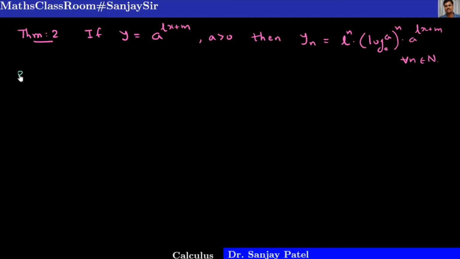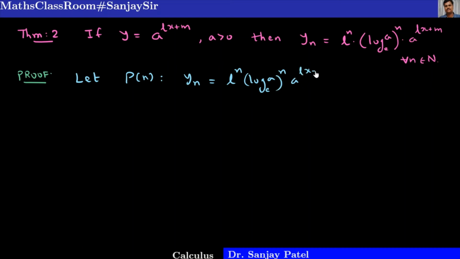Okay, so again here also we are going to use principle of mathematical induction. So let us consider the statement Pn to be the thing which we want to prove. y_n is equal to l raised to n into log of a to the base e raised to n into a raised to lx+m. Remember, even if we don't write the base of logarithm, whenever we don't write, it is understood that the base is always e. Okay, so this is to be proved for every n belongs to N.